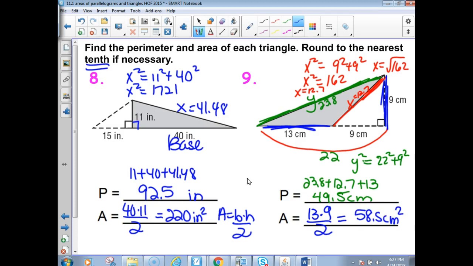Please practice some areas. We'll do some more with it tomorrow, as well as add on the area of kites, trapezoids, and rhombi.